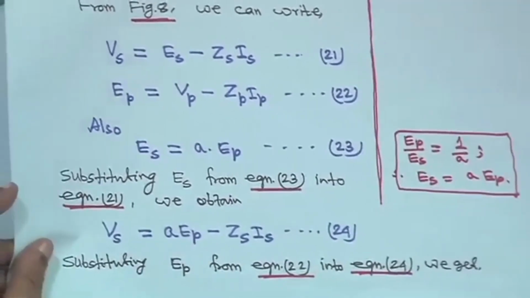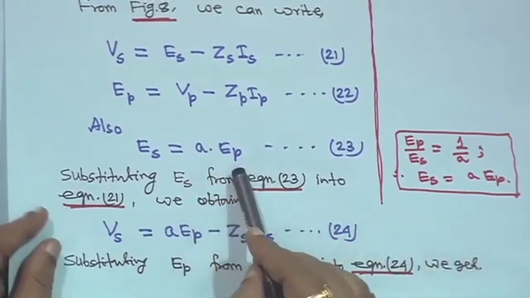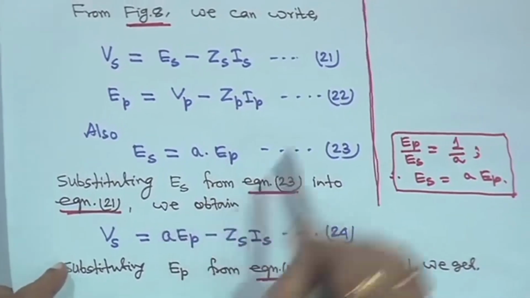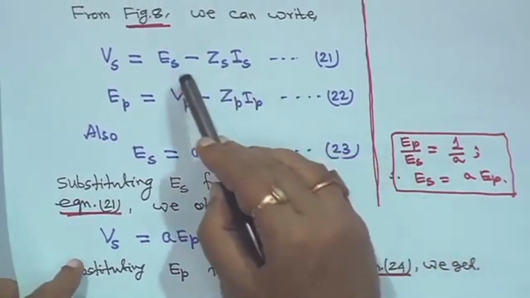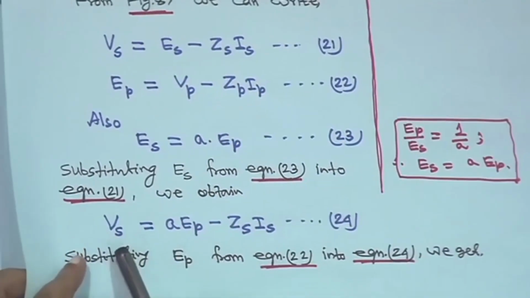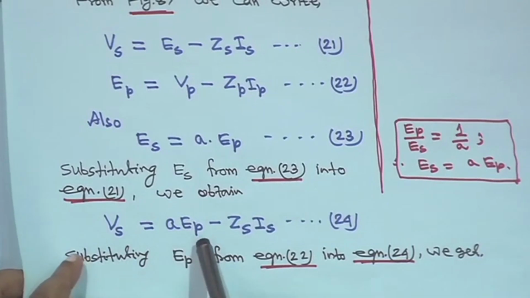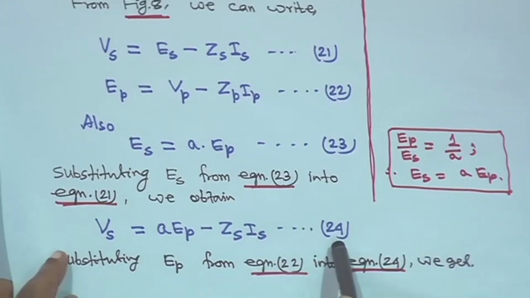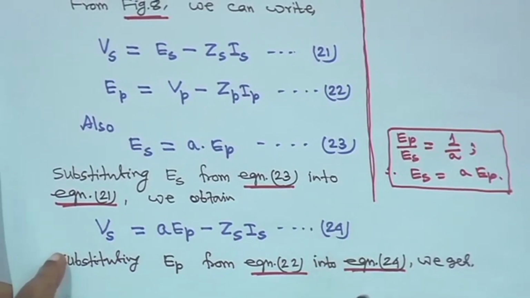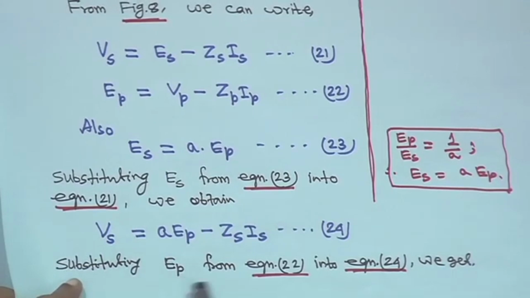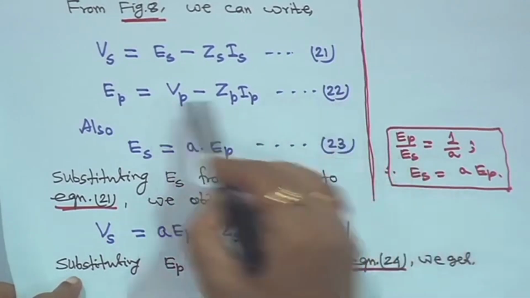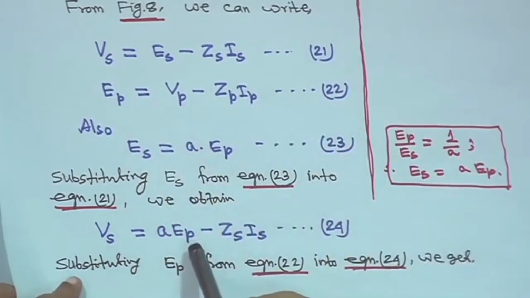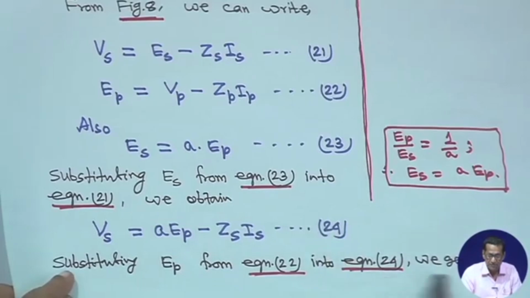Therefore, this Es is equal to AP, you substitute Es from equation 23 into equation 21. If you do so, you will get Vs is equal to A into EP minus Zs into Is, right, that is equation 24. So, now substituting EP from equation 22 into equation 24.